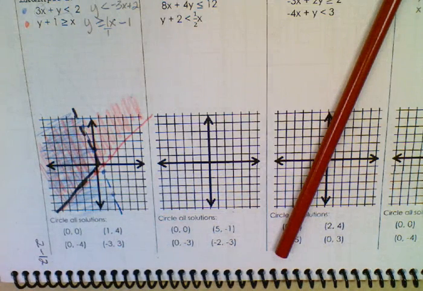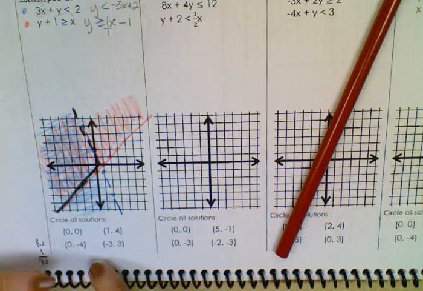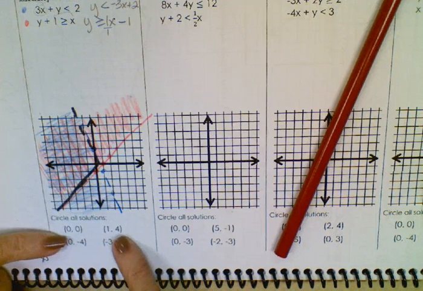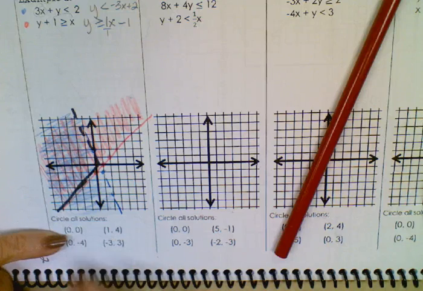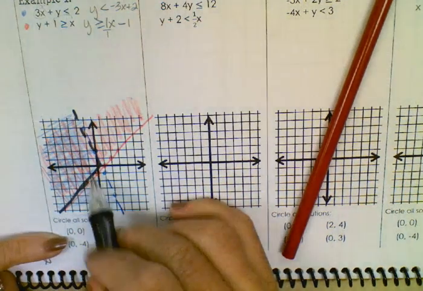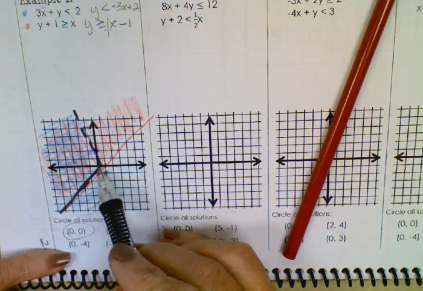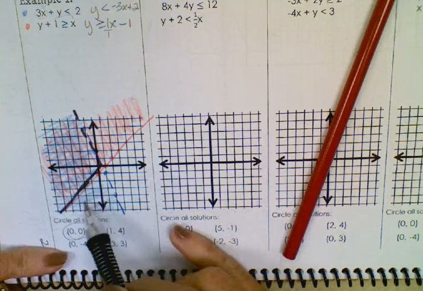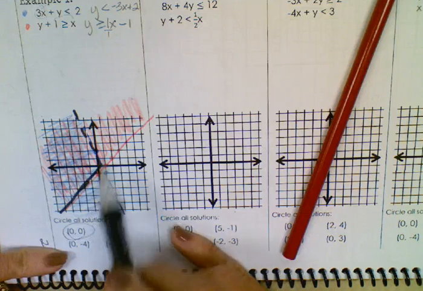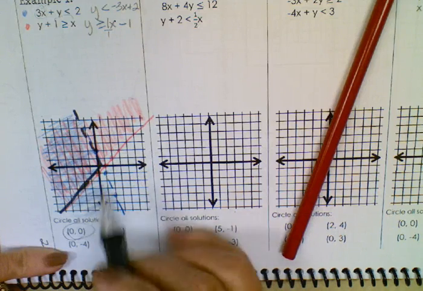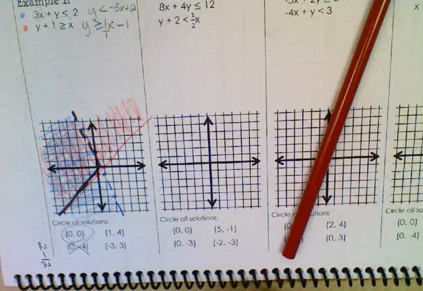Okay, now I just need to check to see if these are in fact solutions in that system. So we're going to check that. 0, 0 is right here. That's in that system, so we're good. 0, negative 4 is a solution to the blue, but it is not a solution to the red. It's not a solution of both. So the 0, negative 4 is not going to be a solution.